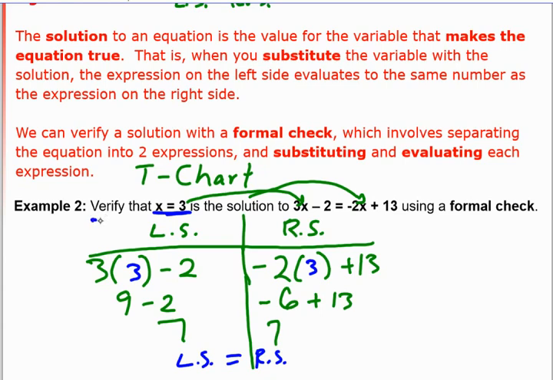So we were asked to verify. Therefore x equals 3 is the solution because it was equal on both sides. If we had gotten different numbers, then we'd say, sorry, x equals 3 is not the solution.